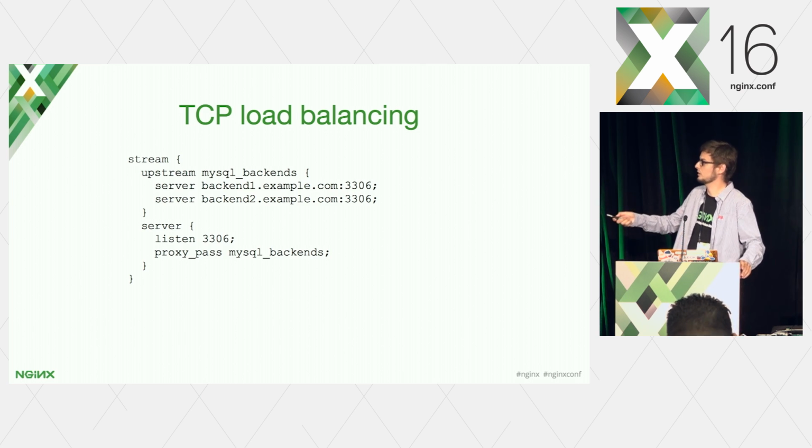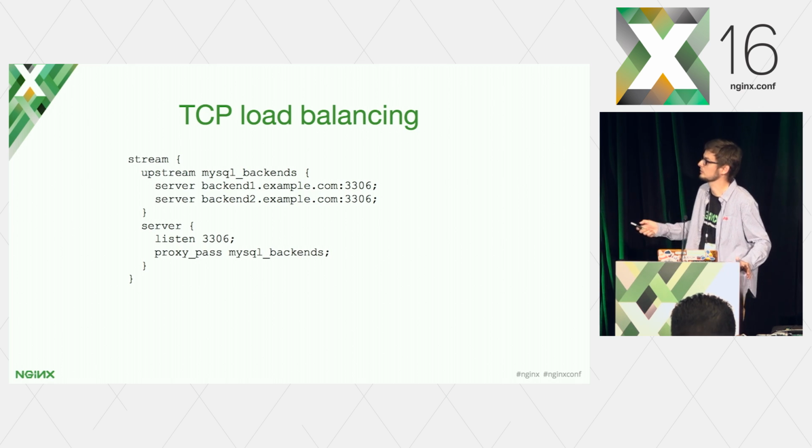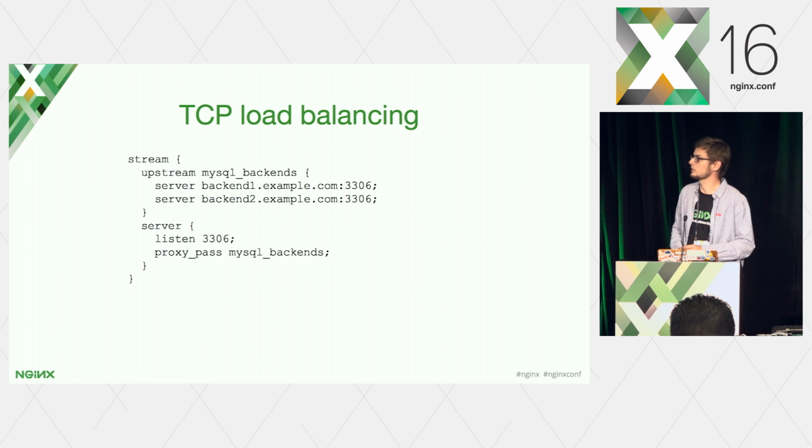So I'm defining a stream block in the NGINX main configuration file, and I'm defining an upstream block with two MySQL backends on my domain name. And then in the server block, I'm defining a listening socket to listen on the TCP protocol and proxying it to my defined backend. So it's quite easy and simple, and as you can see, it's quite similar to the HTTP configuration we have in NGINX. I'll show something more sophisticated in the next slides.